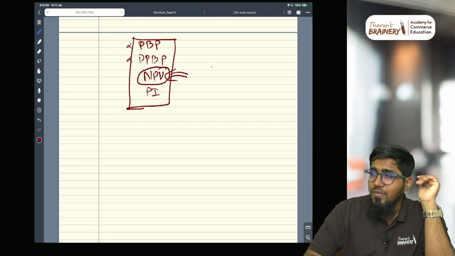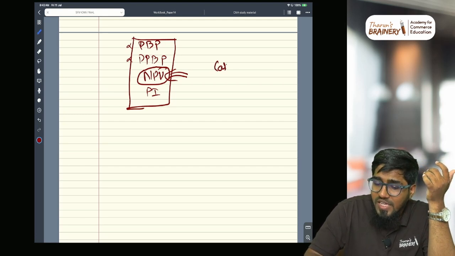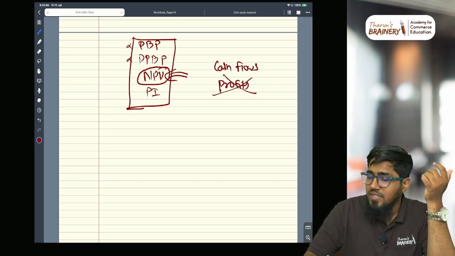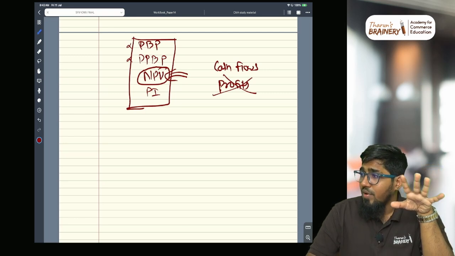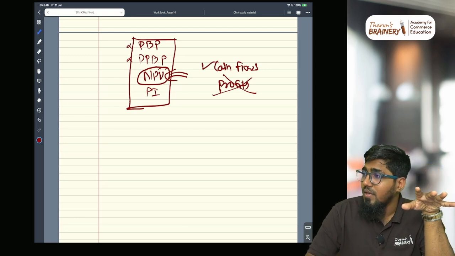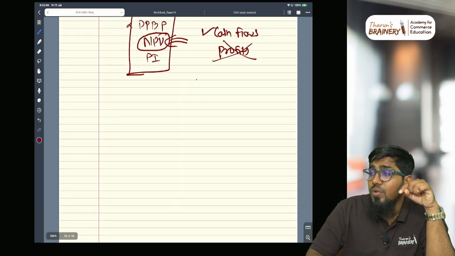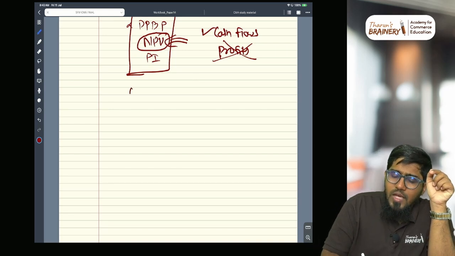Always understand, everything that we have calculated, we have calculated in cash flows, and we have not calculated in profits. This is the most important thing. Sir, how to calculate cash flows? Sir, if profit is given, how to come to the cash flow? If profit is given, then how to calculate the cash flow?